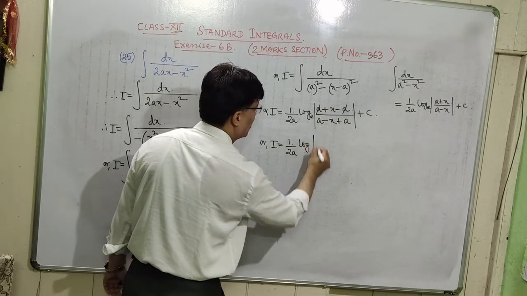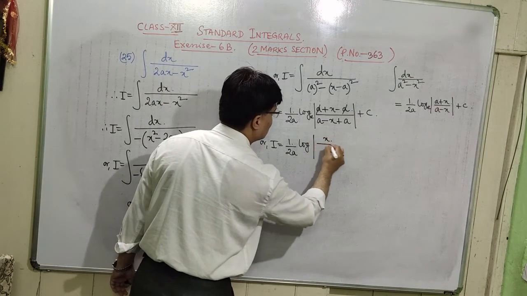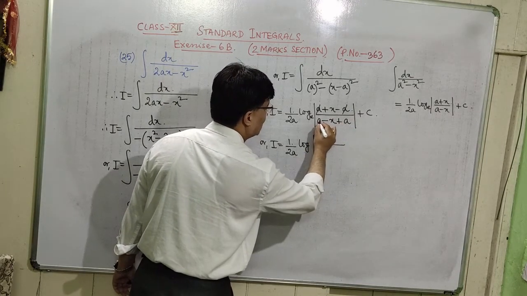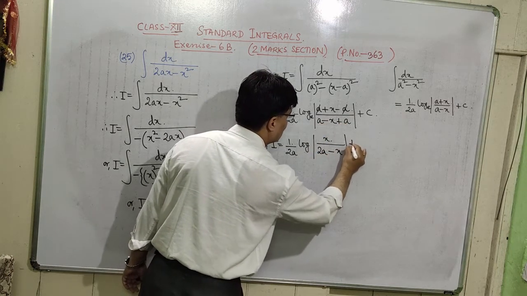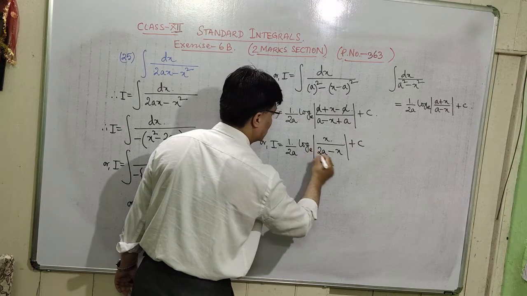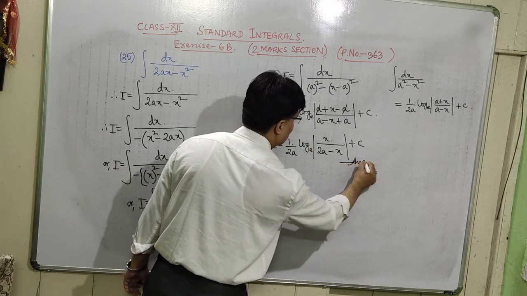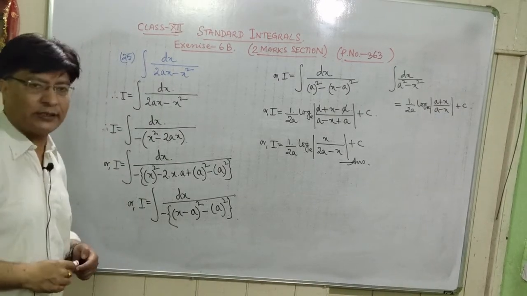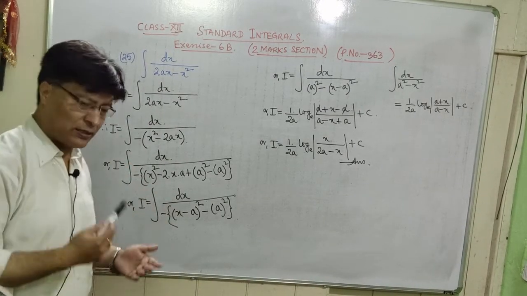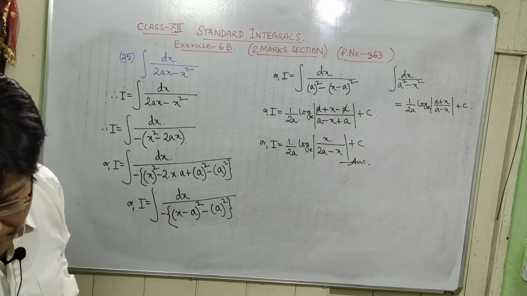So log within mod, what do we get? It is x divided by, this is a plus a is 2a, and this is minus x, mod sign closed, plus c. Here the base is e. So this is the final answer. So I think you have understood it also. So you can copy it. Now we'll do the next problem.